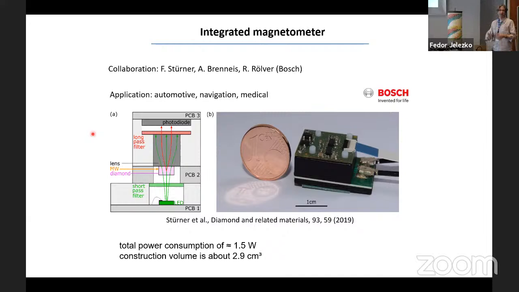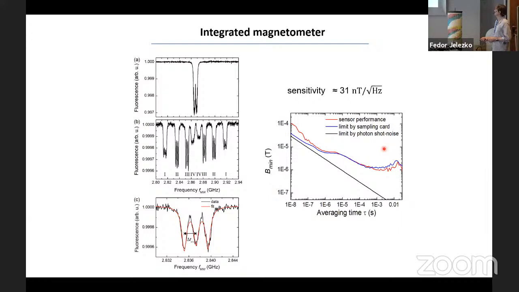This first generation was not very highly sensitive, but nowadays it can reach sensitivities better than a nanotesla. This is a first generation device, and it shows how it works. You have a zero field spectrum, measured by this device, and then you apply magnetic fields. The line splits. You have a bunch of lines now. It's a bit more complex than the case I was showing before, because you have four orientations of NV centers, and each of those orientations has a separate splitting.